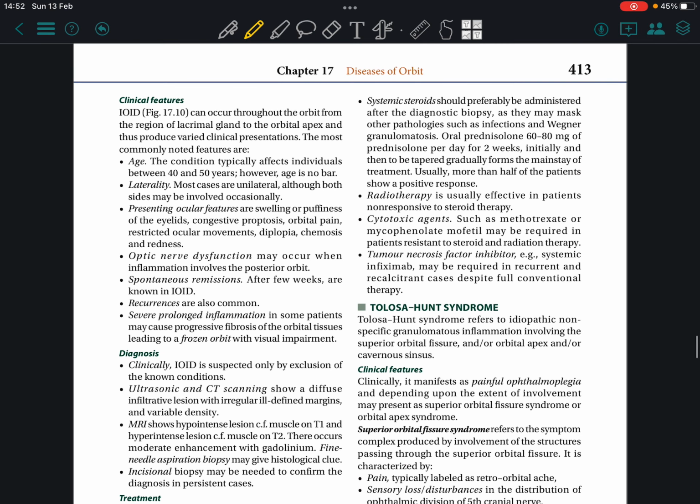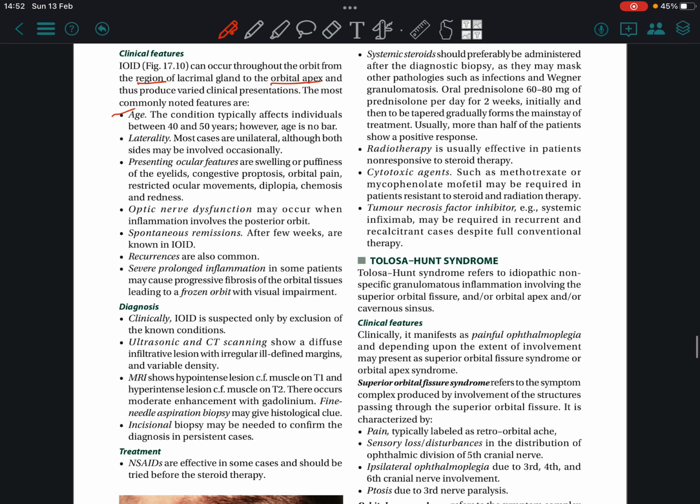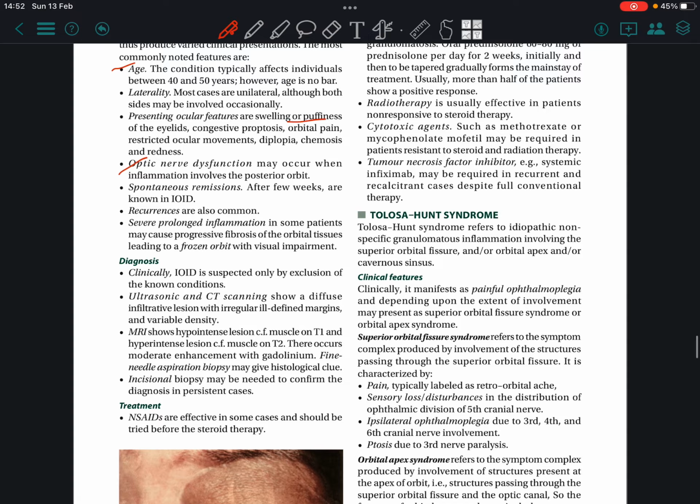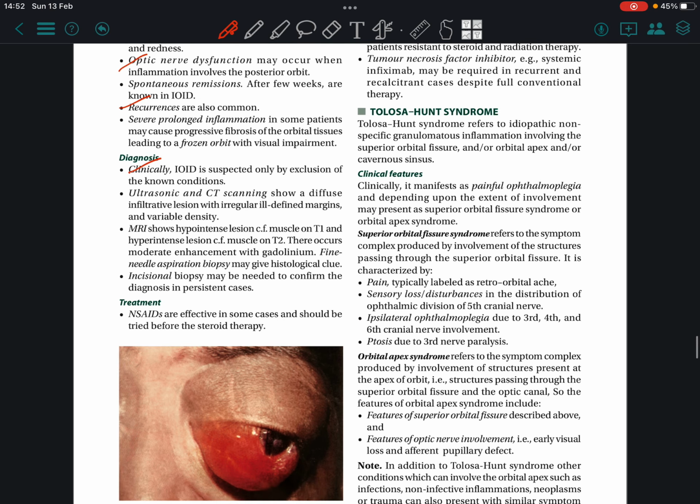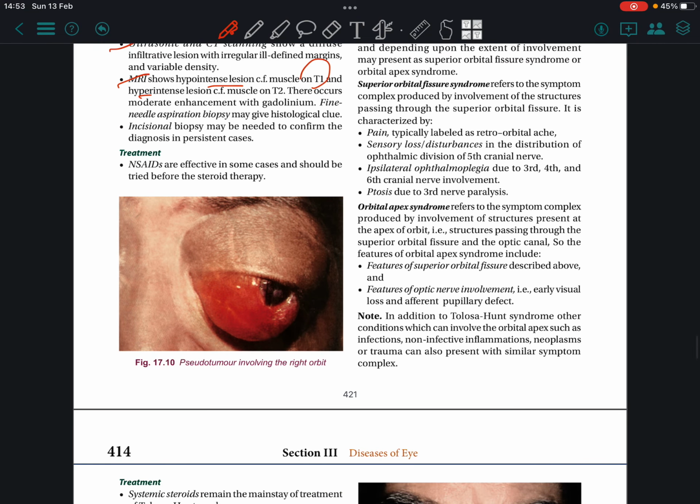Clinical features: IOID can occur throughout the orbit, from the region of the lacrimal gland to the orbital apex. Age 40 to 50, presenting ocular features of swelling and puffiness. Optic nerve dysfunction may occur. Spontaneous remissions and recurrences are also common. Diagnosed clinically, IOID only after exclusion of known conditions. Ultrasound, CT and MRI show a lesion hypointense on T1 and hyperintense on T2. Biopsy is needed to confirm.